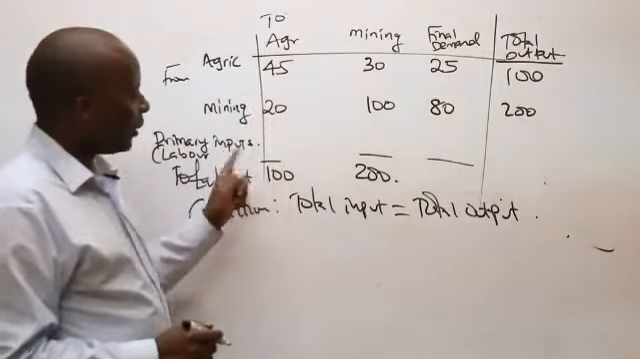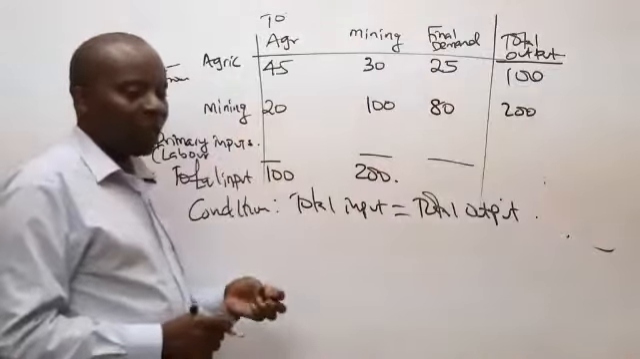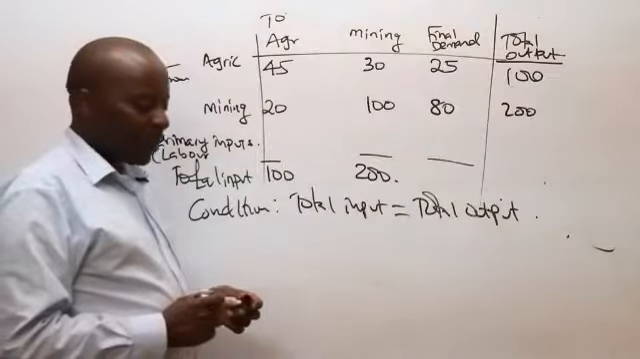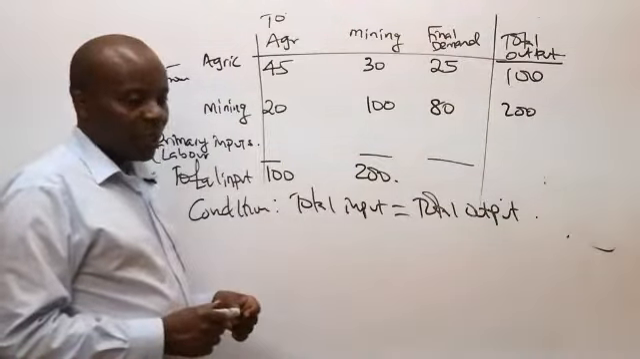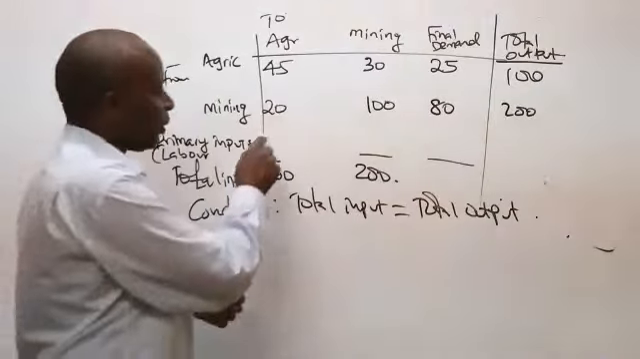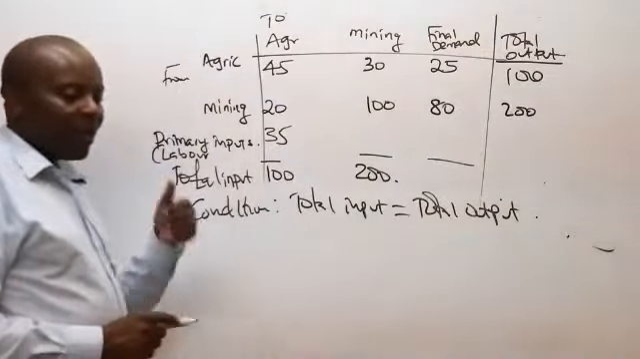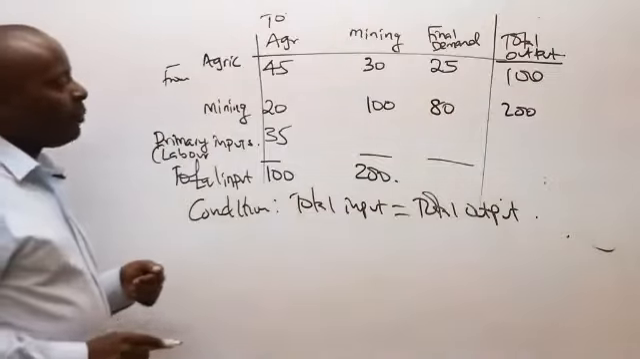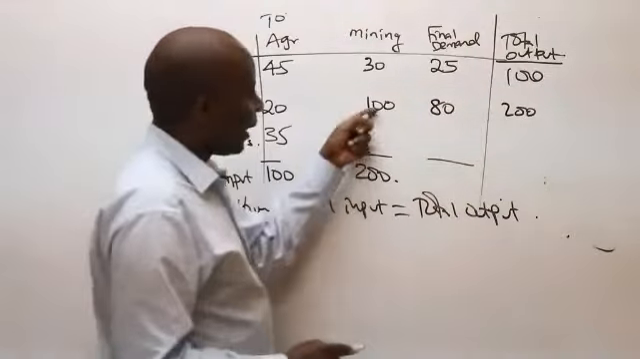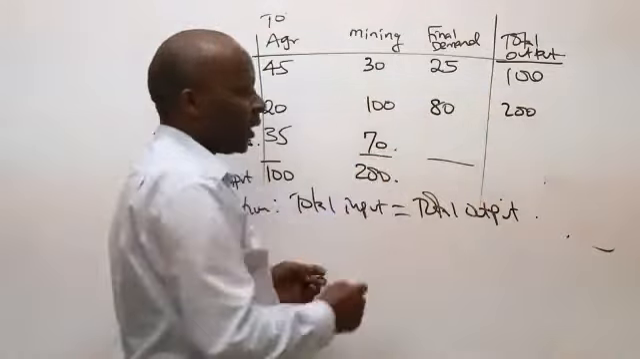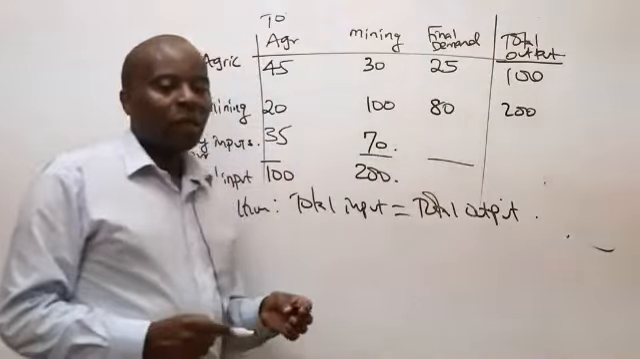So could you kindly give me the primary input for agriculture? Give me the primary input for agriculture. It comes to how much? Somebody, James tells me it is 35. How about the primary input for mining? Primary input for mining, 200 minus this, 70.